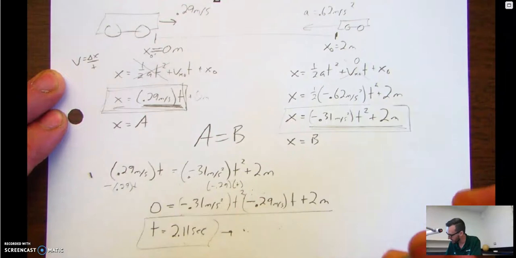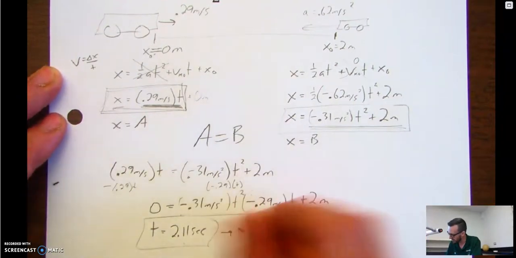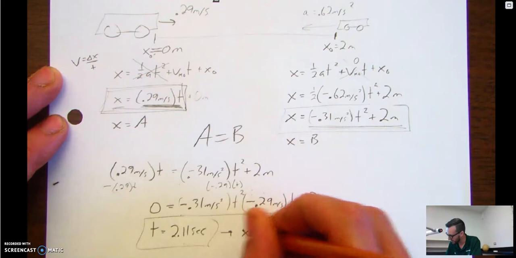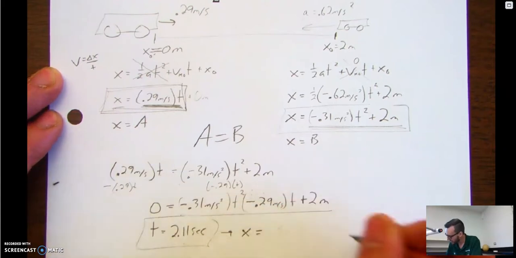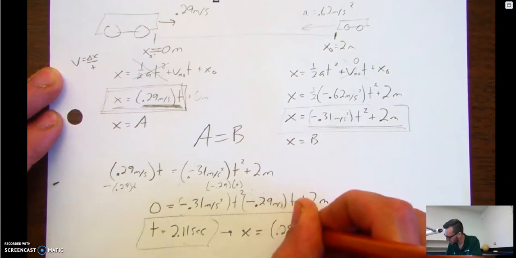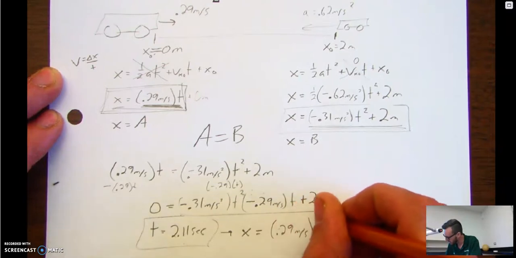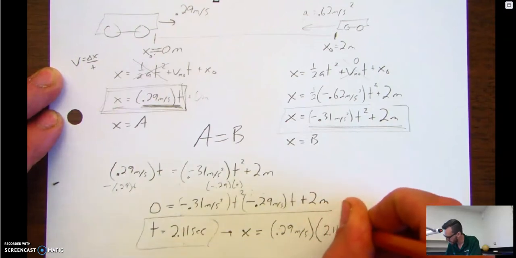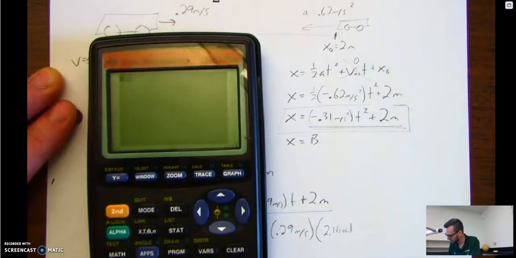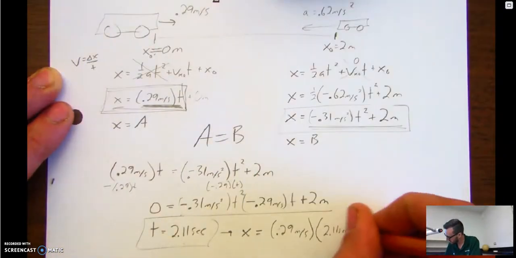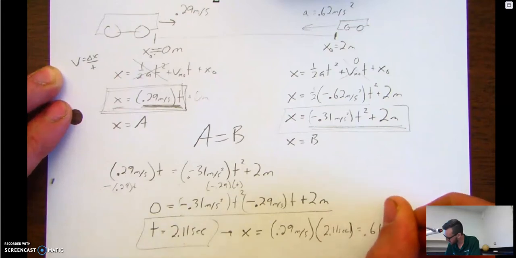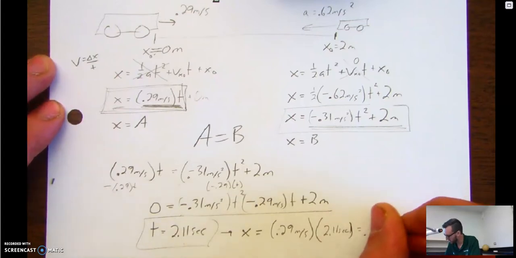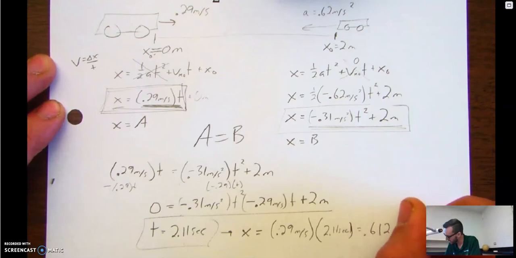The buggy, where will the buggy be located? What will x be equal to? Where will it occur that the buggy is running into our pullback car? I'm going to plug our time in for this t, 2.11 seconds. All right, so the last step here, just grab our calculator, 0.29 times 2.11, and it looks like 0.61. It was 0.6119, so I'll just round it to 0.612 meters. All right, and that's your solution.